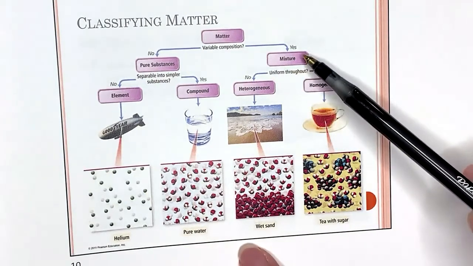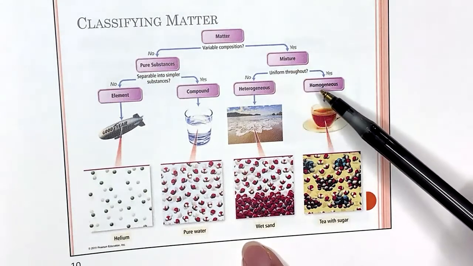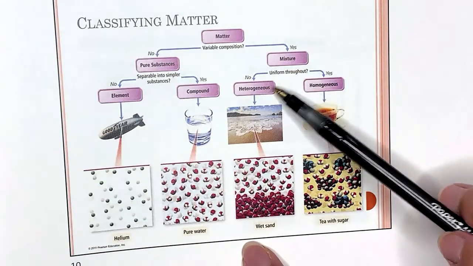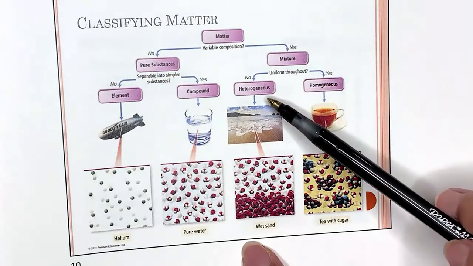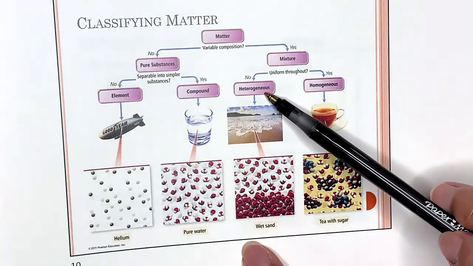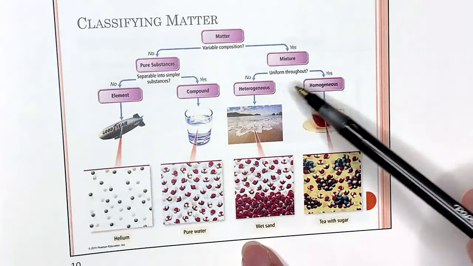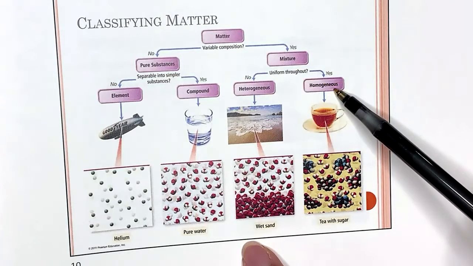Now mixture, on the other hand, we have two different kinds. One is heterogeneous and one is homogeneous. The heterogeneous is not evenly mixed, okay? And this one, homogeneous, is evenly mixed throughout the sample.